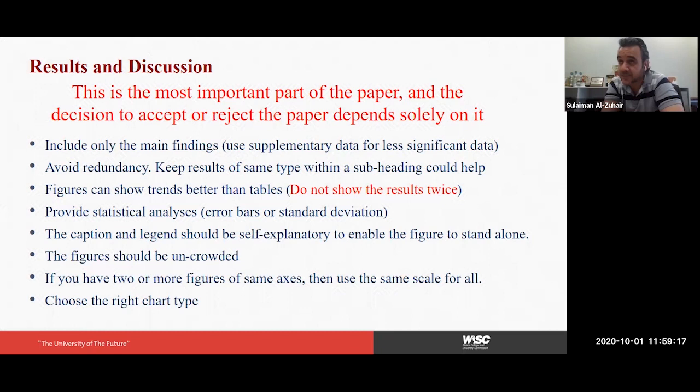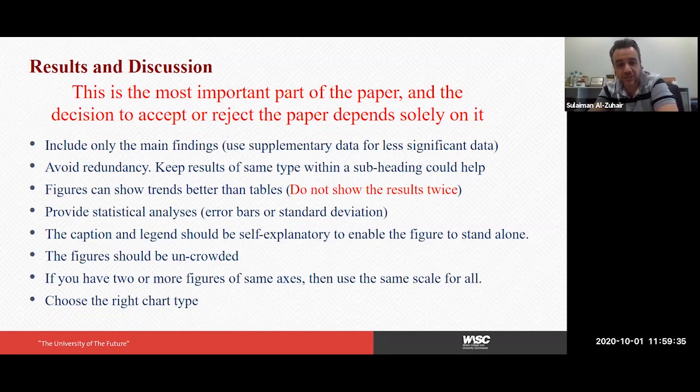Provide statistical analysis. You should always show your error bar to prove the reproducibility of the data. So you run the experiment in duplicates or triplicates, put the average value and show the error bar to convince the readers of the accuracy of your results.